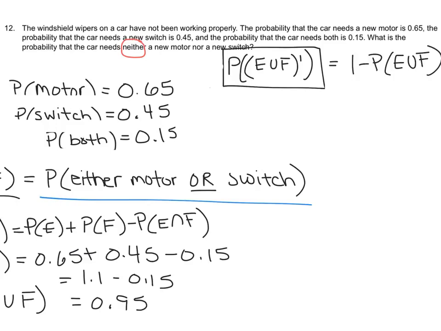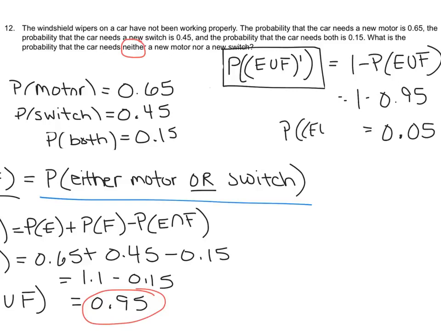We know that the probability of E union F is 0.95. So we'll just take that value and substitute it in for the formula for the complement. And then when we do 1 minus 0.95 on our calculator, we get 0.05. So this is the probability of the complement of the union. And this probability represents what we're asked in our problem. So 0.05 is our final answer.